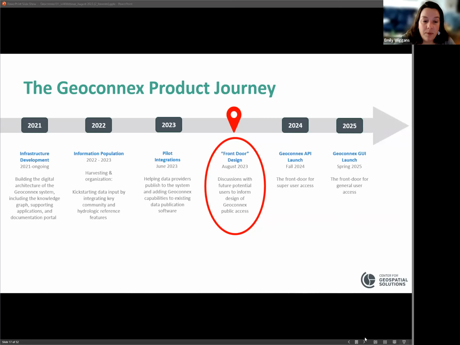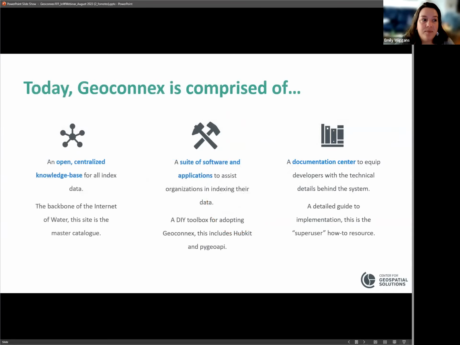So let's talk more about where we are today. Today, Geoconnex is comprised of three main things: an open centralized knowledge base for all of that back-end data. That serves as our backbone, the master catalog of all the information that we've linked and cataloged. It also includes a suite of software and applications to assist organizations in indexing their data. It includes HubKit and PyGeoAPI, if you've perhaps heard of those through your research or previous webinars.